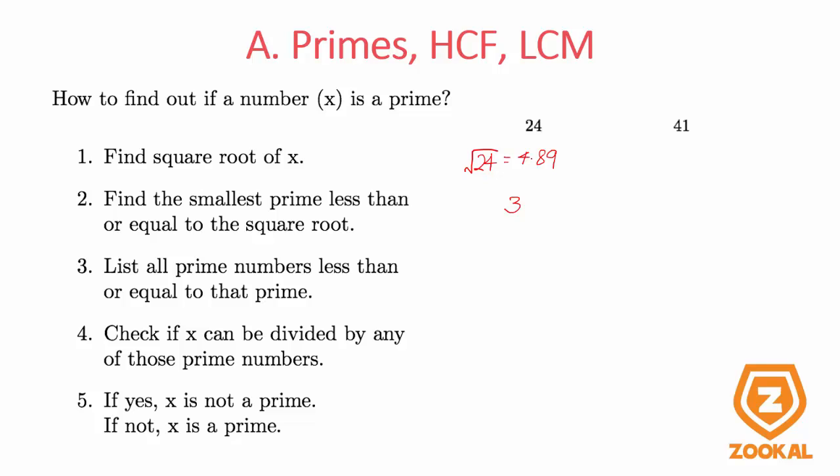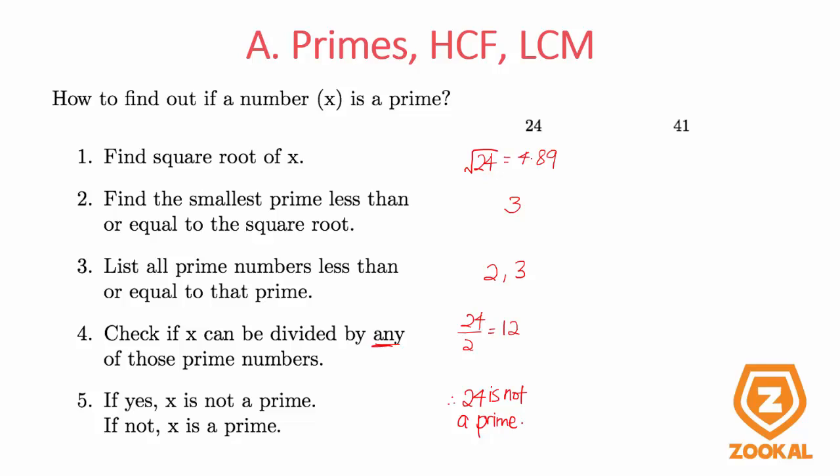Next, list all prime numbers less than or equal to that prime. All prime numbers less than or equal to 3 are 3 and 2. Then we check whether x can be divided by any of those prime numbers that we listed. So we look at 24 over 2, which is 12. This means that 24 can be factorized into 2 times 12. Therefore, 24 is not a prime.